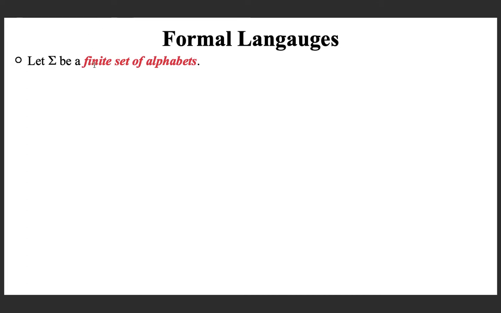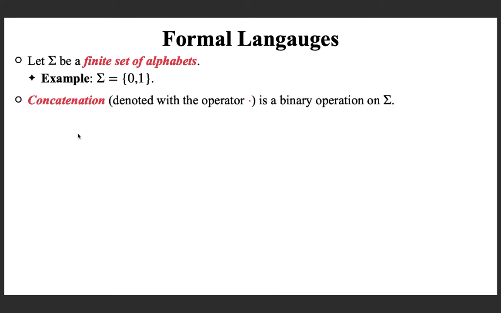Let sigma be a finite set of alphabets. Example, sigma be the binary alphabet. Concatenation, denoted by the period operator, is a binary operation on the elements of sigma. Example, if you concatenate 0 and 1, you get 0, 1.